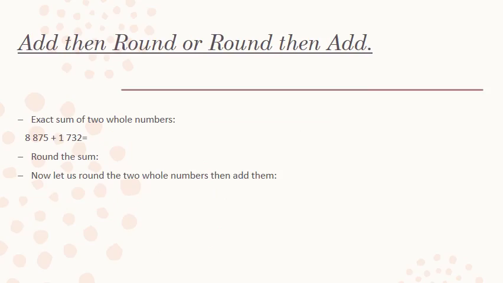Look at this interesting title: add then round, or round then add. What does that mean? We will talk about it. Suppose I have those two numbers, 8,755 plus 1,732, and I want to find the exact sum. 5 plus 2 is 7. 7 plus 3 is 10. 8 plus 7 is 15, plus 1 is 16. 8, 9, 10. So this is the exact sum of those two numbers.